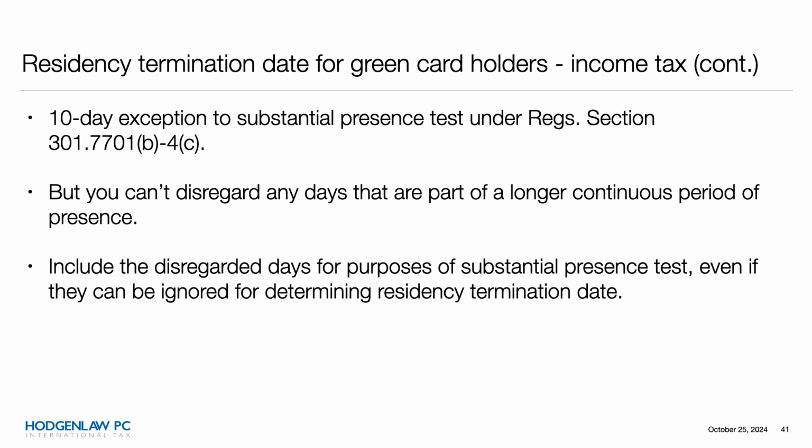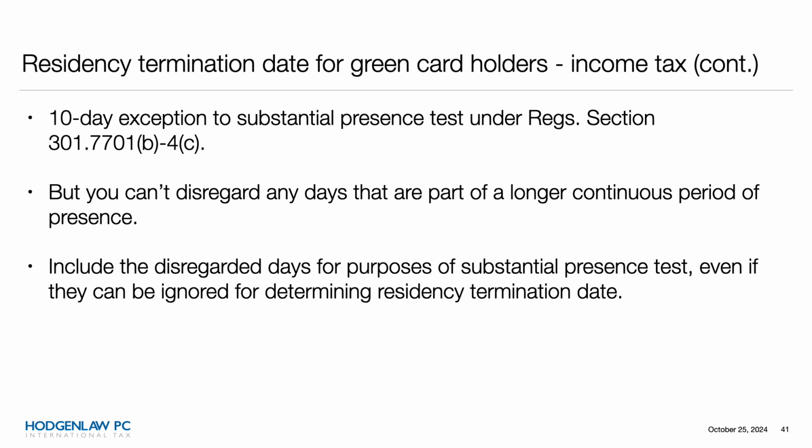You can apply an exception. There's a 10-day exception to the substantial presence test. So if you come back to the US for 4 days later in the year after giving up your green card, you may be able to exclude those 4 days, and your residency termination date might be the same as your date of expatriation. But you can't disregard any days that are part of a longer continuous period of presence.